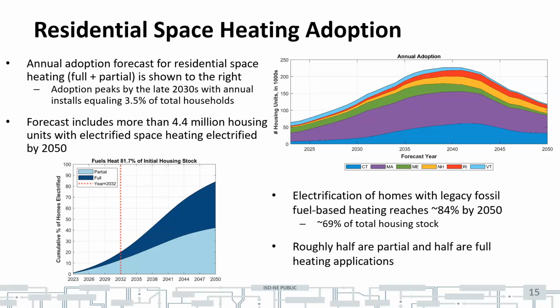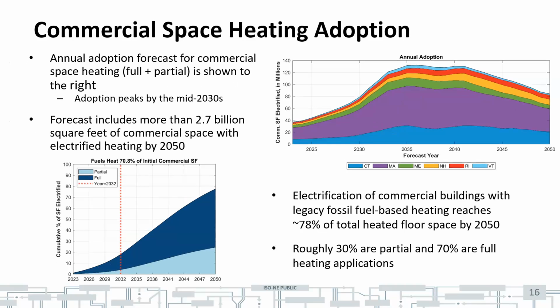So we have this modeling going all the way out to 2050, but our CELT forecast only goes out to 10 years. All told, about 84% of fuel-based heating is electrified to some degree by 2050, which is almost 70% of the total housing stock. And that's split roughly half and half, partial and full heating.